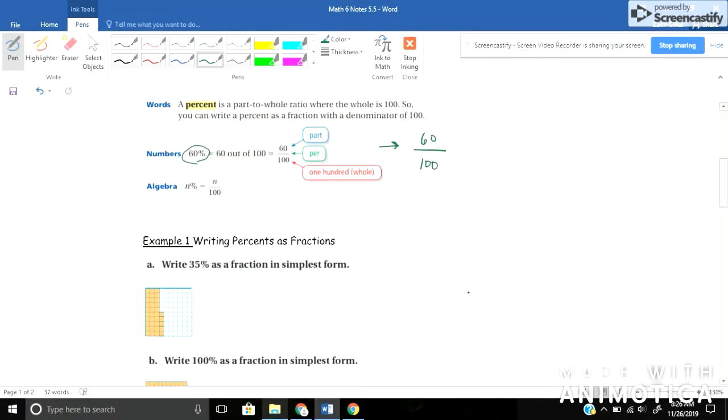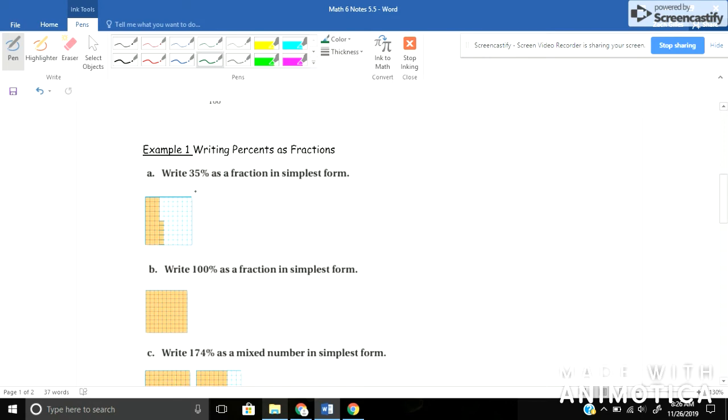Here it is for our first example. It says writing percents as fractions. Write 35% as a fraction in simplest form. So if you look at this diagram, it is a 10 by 10 grid. And there are 10, 20, 35 of them that are highlighted. So that's where the 35% comes in. And our total here is, since it's a 10 by 10 grid, 10 times 10 is 100. So that would give us 35 out of 100.